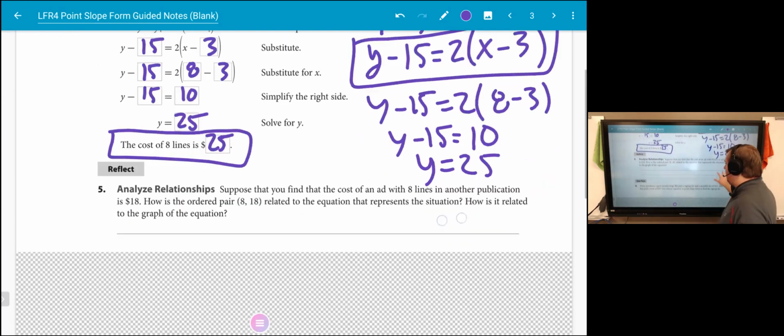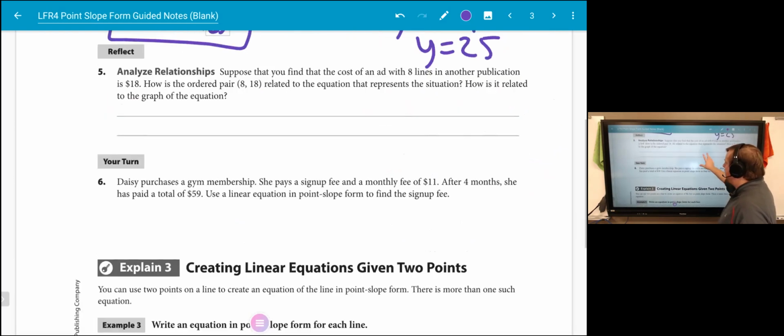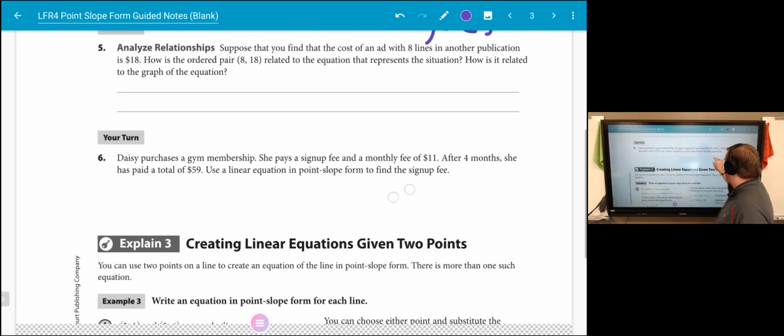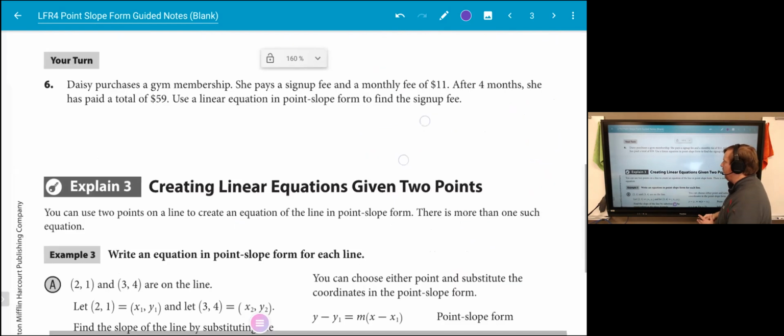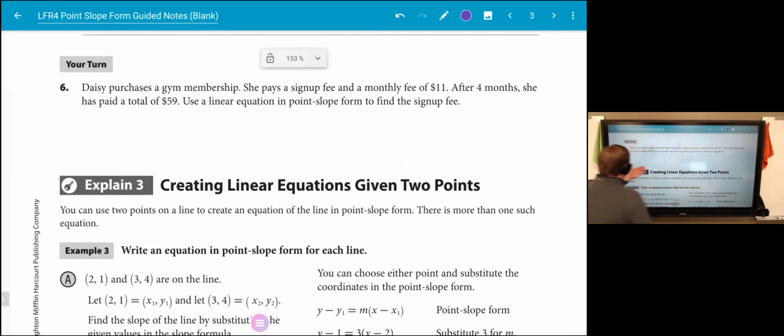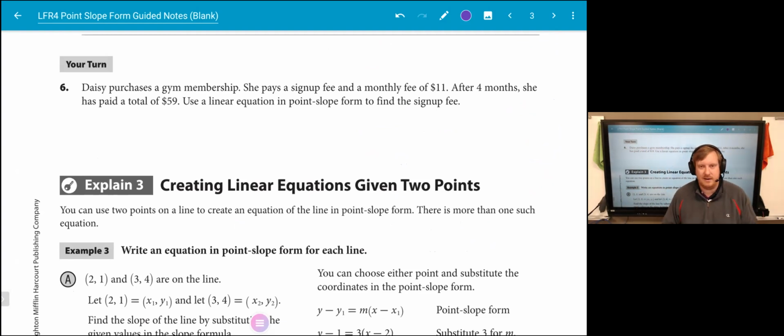Okay, I am skipping 5, the reflect. I'm going right to your turn. Daisy purchases a gym membership. She pays a sign-up fee and a monthly fee of $11. After 4 months, she has paid a total of $59. Use a linear equation in point slope form to find the sign-up fee. Go ahead and hit pause right there.